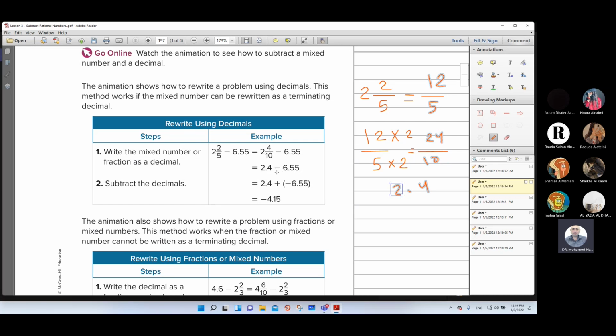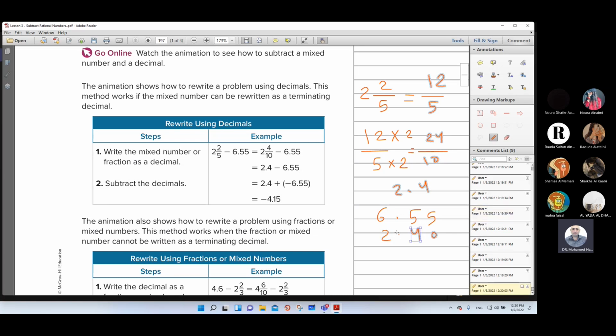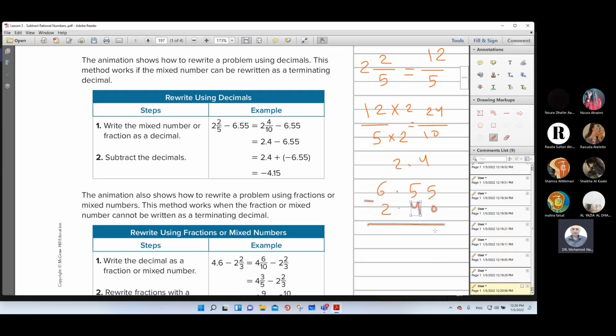6.55. How to do the subtraction here? You can write the big number up, 6.55, then put the point under the point, and 2 under 6, and 4 under 5. And you can put here 0, then you can do the subtraction. 5 minus 0, 5, and 5 minus 4, 1, put the point, and 6 minus 2 will be 4.